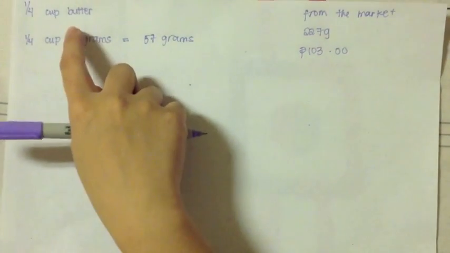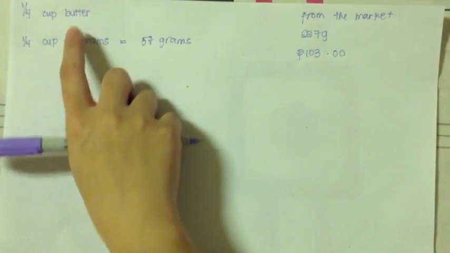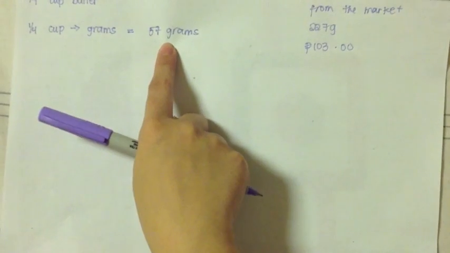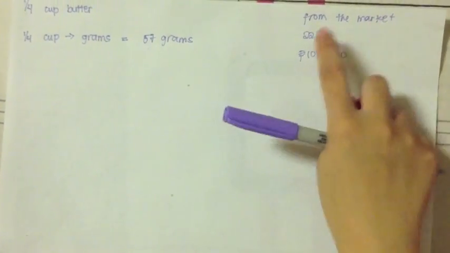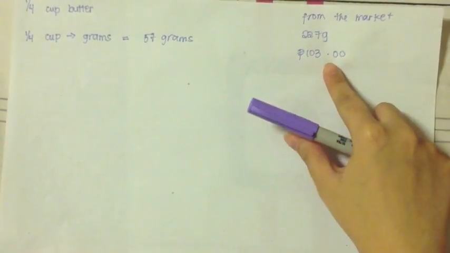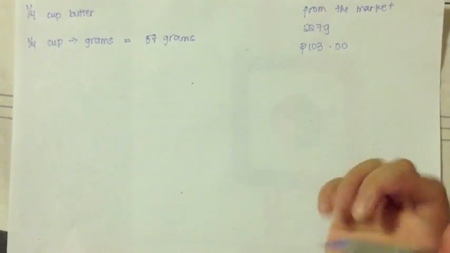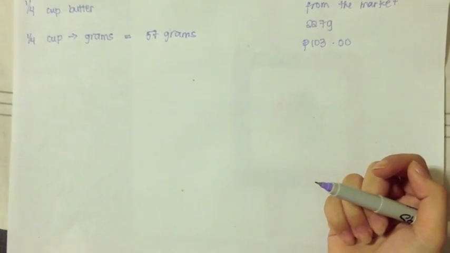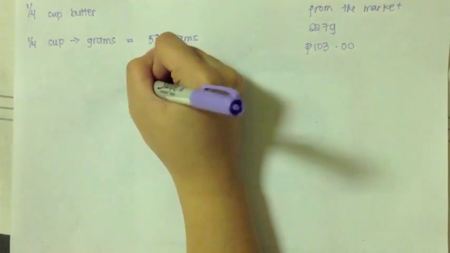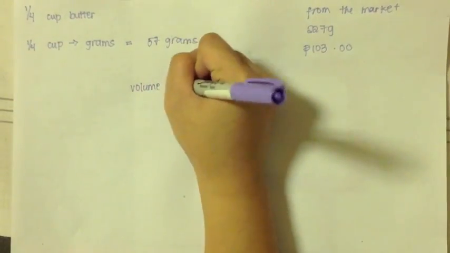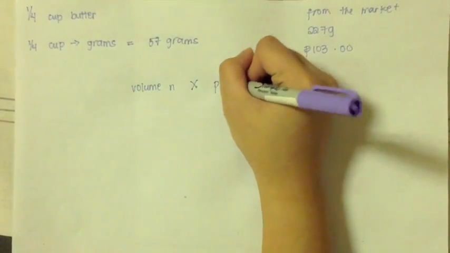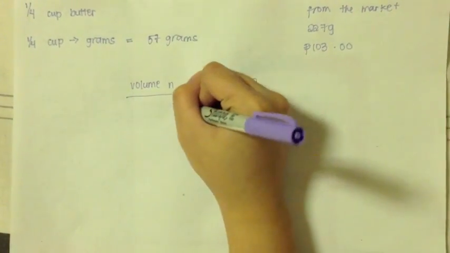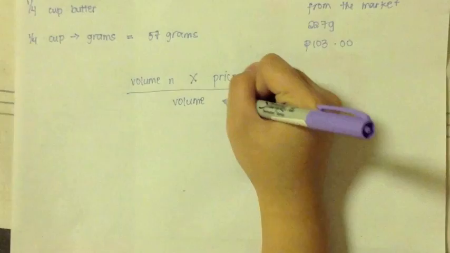In this case, we are told to have 1/4 cup butter. We will convert 1/4 cup into grams, which will result to 57 grams. What we bought from the market is 227 grams worth 103 pesos. So, our goal here is to find how much the serving costs. And with this, we will use the formula: volume needed multiplied by the price of the product divided by the volume of the product bought.